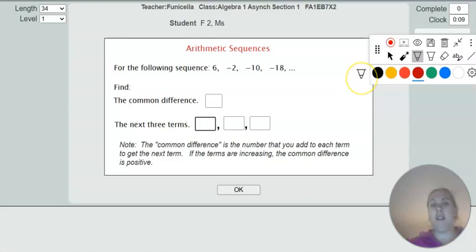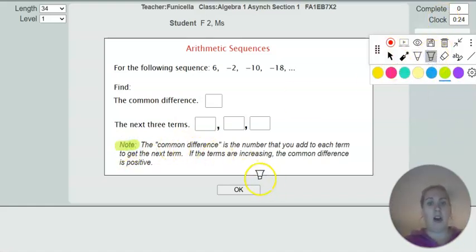So arithmetic sequences, like we've been talking about, have some starting value, and then we have this common difference that's being added or subtracted each time. Down at the bottom, a little note. It says, note the common difference is the number that you add to each term to get to the next term. If the terms are increasing, it's positive. If the terms are decreasing, it's negative.